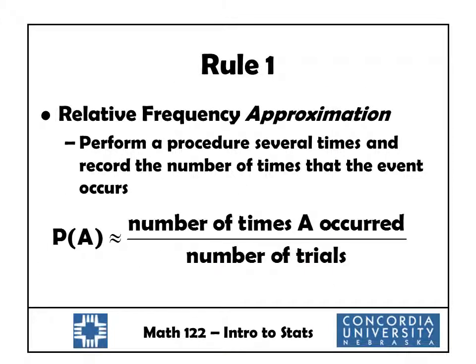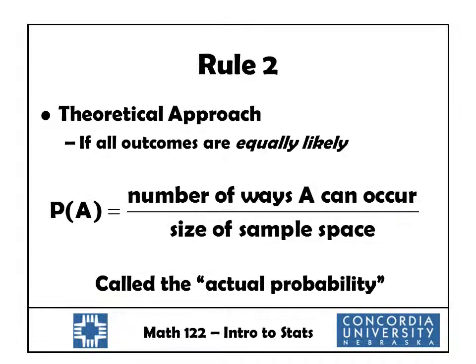So we had some different ways of calculating probabilities. The first rule is what we called a relative frequency approximation. And the idea is that you perform the procedure over and over again, record the number of times the event occurred, and then we take the number of times that the event occurred, divide it by the number of trials, and that is an approximation of the probability. The second approach was a little more theoretical. If all the outcomes are equally likely, then we can take the number of ways that the event can occur, divide it by the size of the sample space, and we call that the theoretical probability or the actual probability.